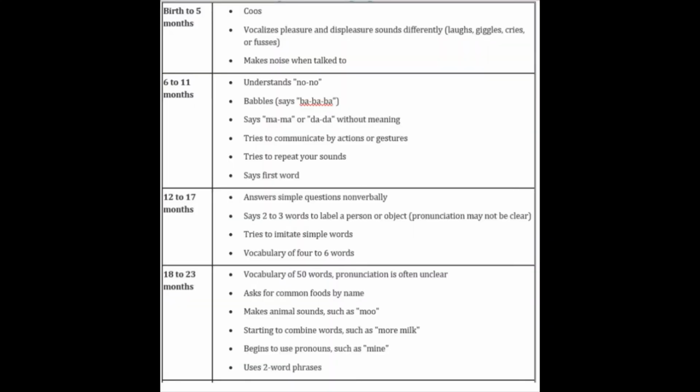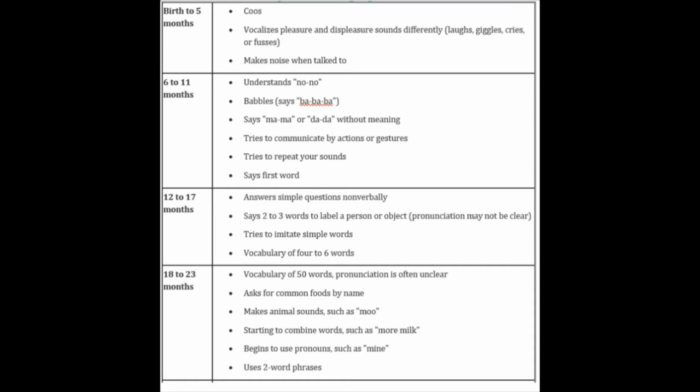So here I just have the language milestones from birth to 5 years, because it can be helpful to know what is typical or expected for each particular age range. So starting from birth to 5 months, the baby should be cooing, vocalizing pleasure and displeasure, and should be making noise when talked to. Then from approximately 6 to 11 months, understanding no, babbling, saying mama and dada, and attempting to say first words.